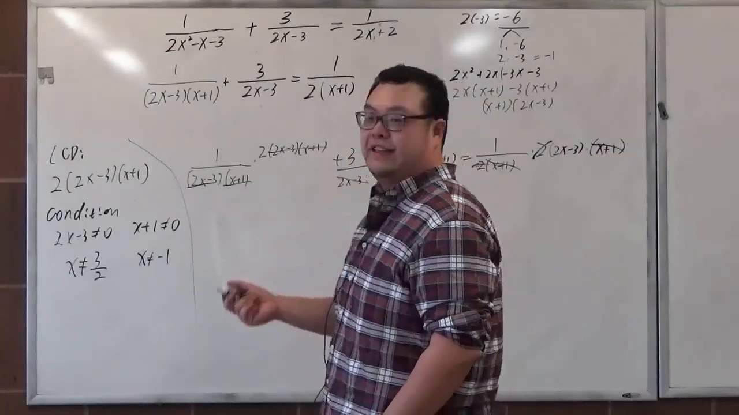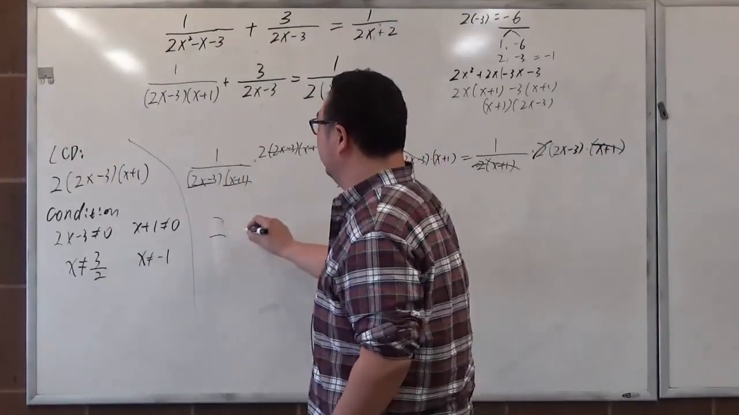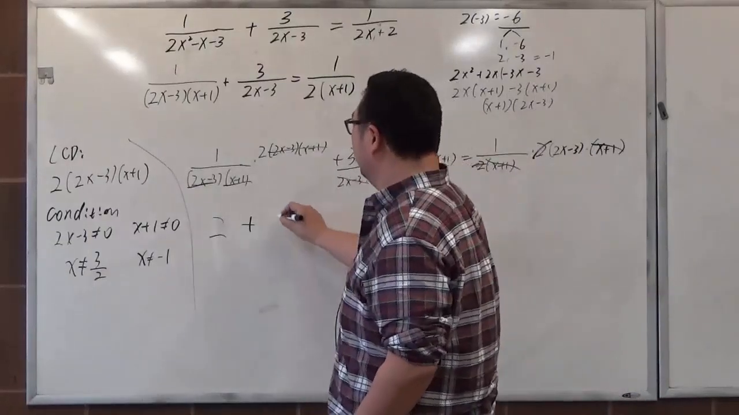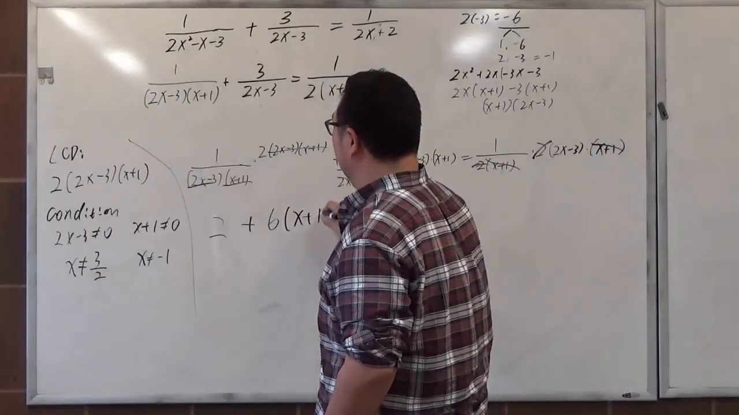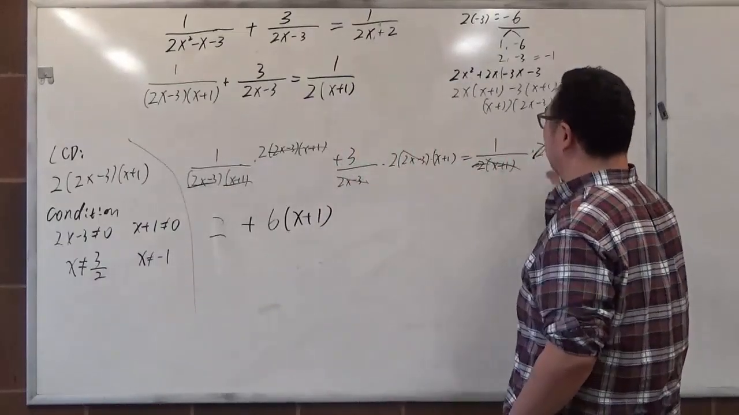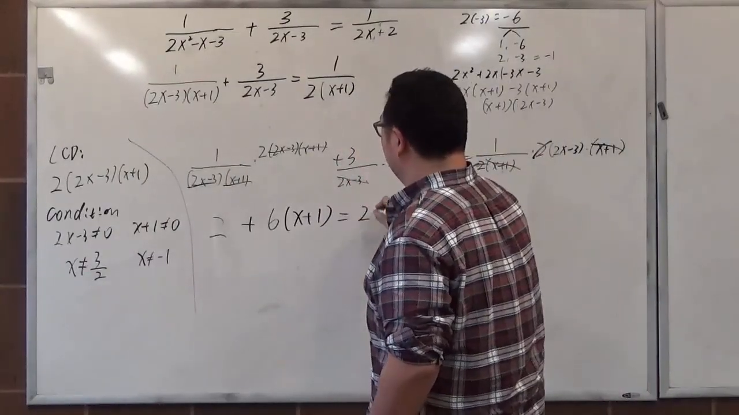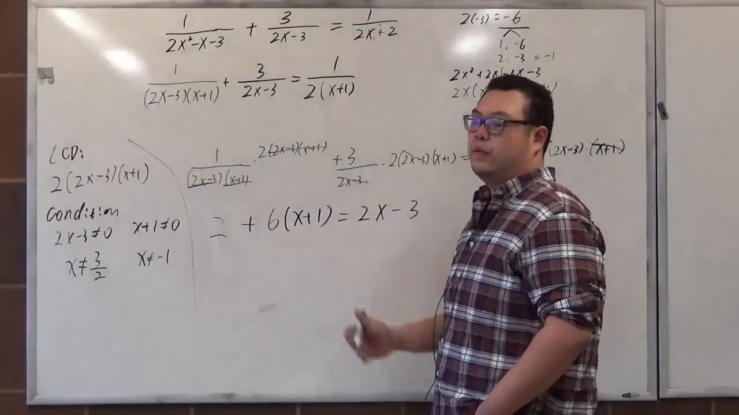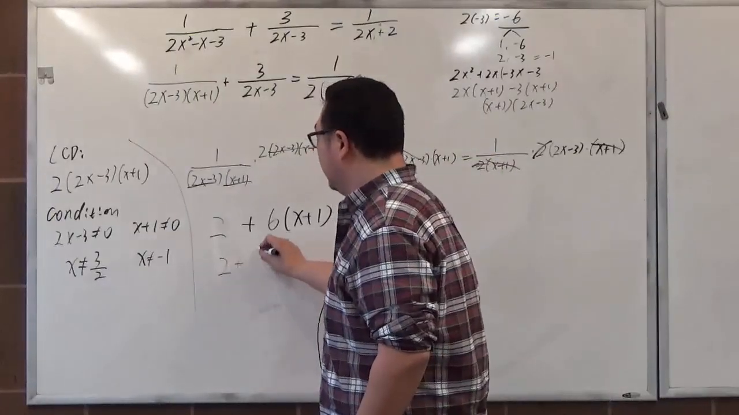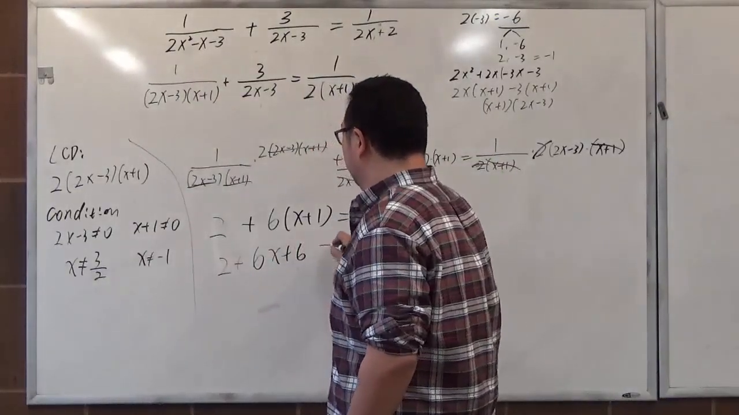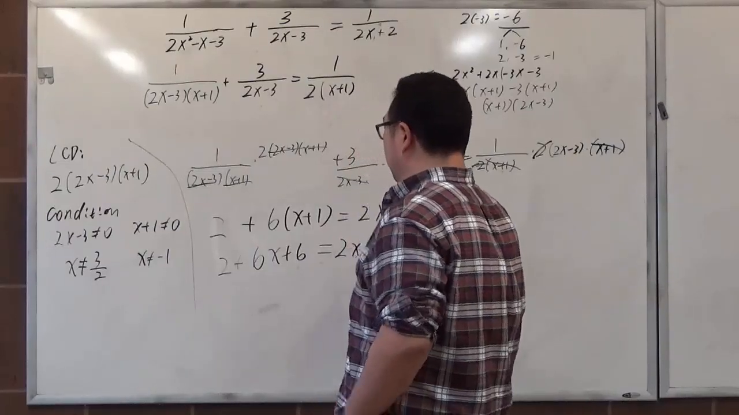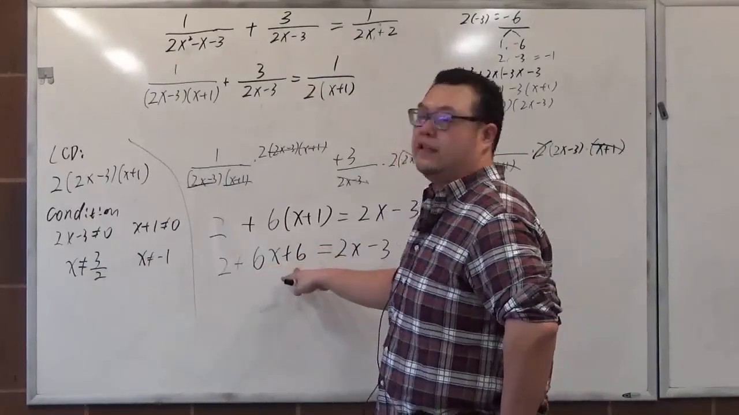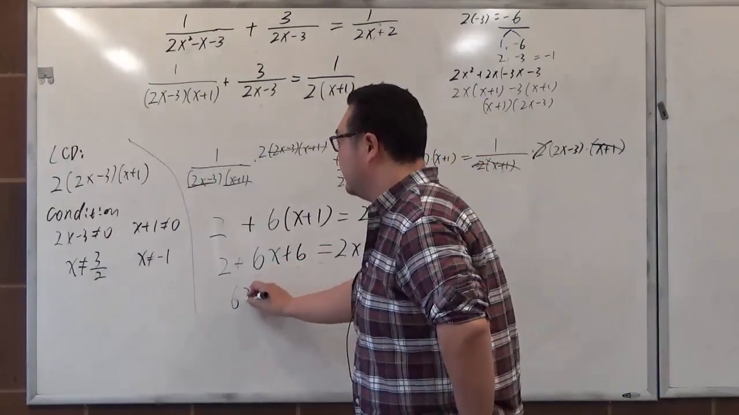The first term here is 1 times 2, so we get 2. For the second term we have 3 times 2, which is 6, times x plus 1. And for our third term we just have 2x minus 3 left. Then we distribute the parentheses. We have 6x plus 6 equals 2x minus 3. Then we combine the like terms 2 and 6 and get 6x plus 8.